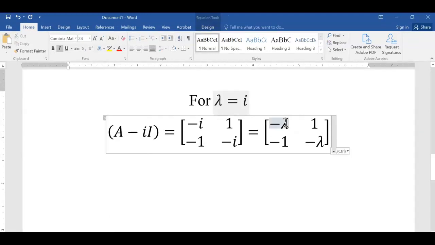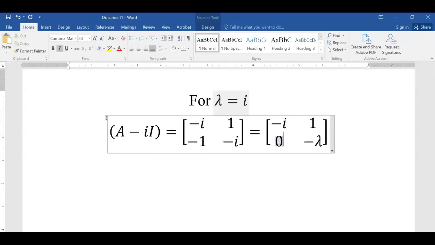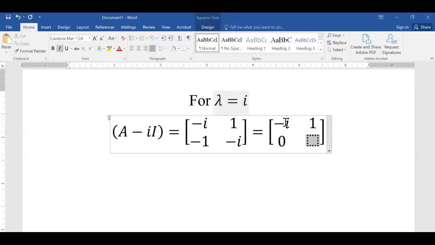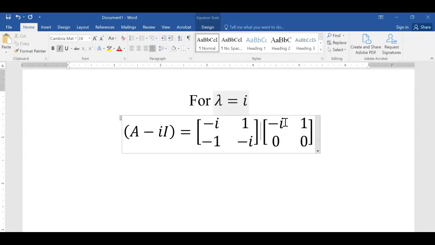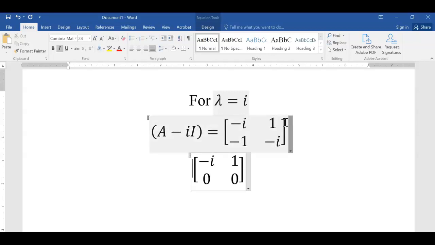So what happens is that this ends up as the matrix negative I, 1, 0, 0. Oh, I shouldn't have said that. I apologize. In my first row reduction step, I get that.